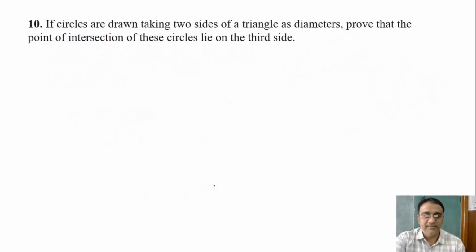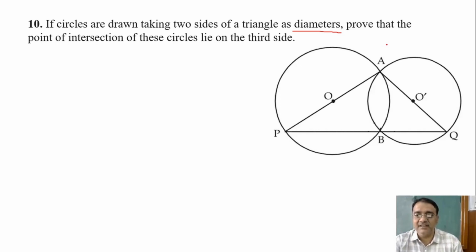No, sir. Okay. So now 10th question. Now this question is a very good question. If circles are drawn taking two sides of a triangle as diameters, prove that the point of intersection of these circles lies on the third side. अगर किसी भी ट्राइंगल का दो साइड में हम लोग अगर सर्कल्स ड्रॉ करते हैं डायमीटर लेके, so both circles will intersect at the third side, that we have to show.